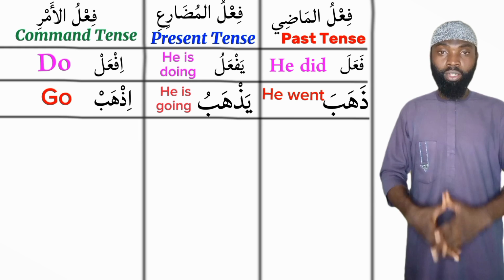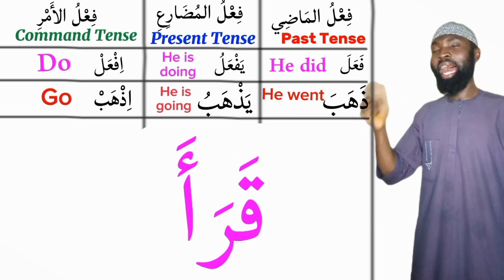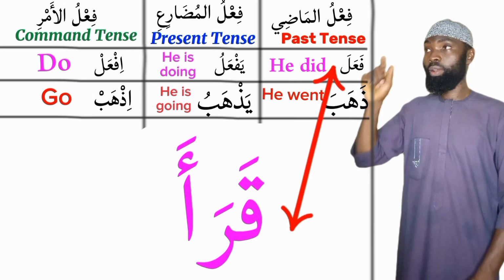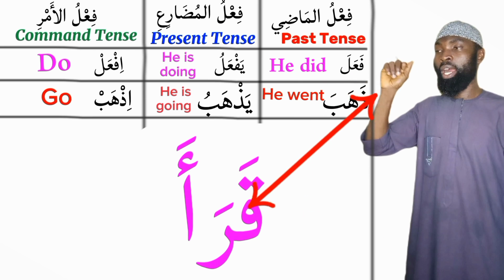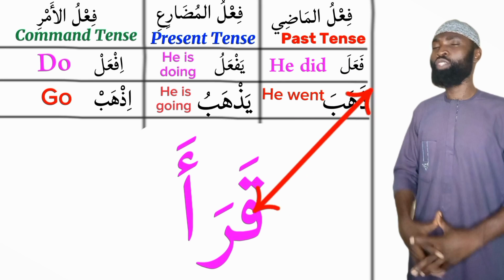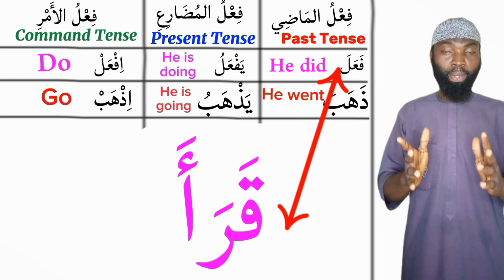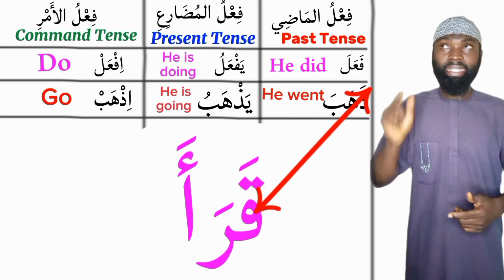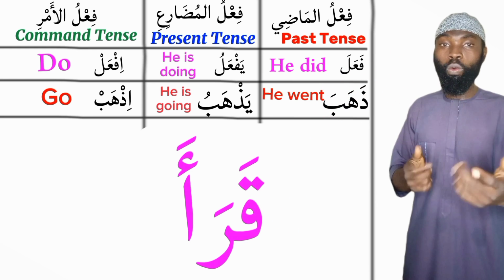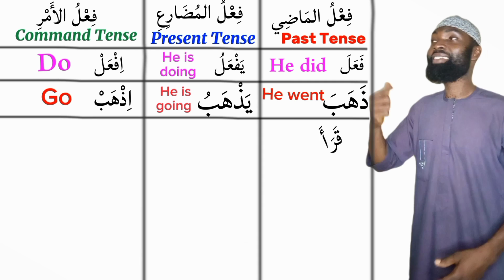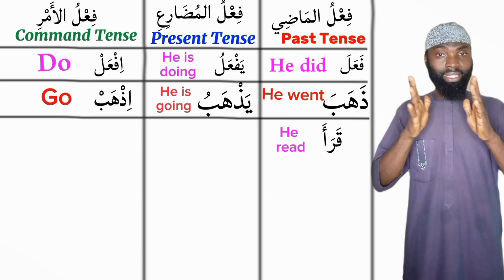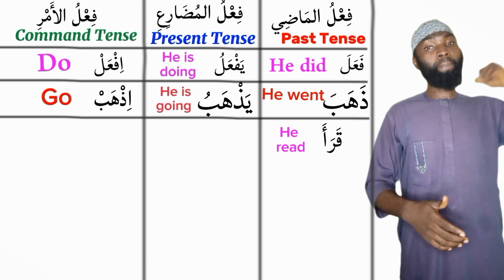Now let's bring another word for better understanding. The next word is the word qara'a. You can see the same pattern as fa'ala, having fatha all through the three letters. So what is qara'a? Since you have fa'ala, he did, qara'a also begins with he. What did he do? He read. Qara'a, he read. Now this is the past tense. He read in the past.